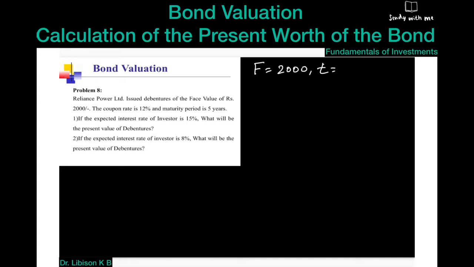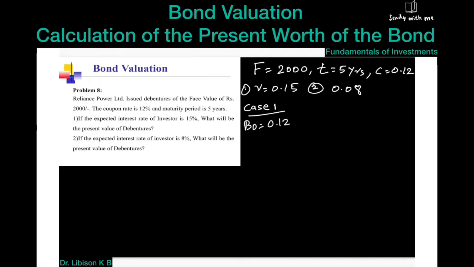So face value 2000, T is 5 years, coupon rate 12%, so 0.12. First case R is equal to 15%, 0.15. Second case R is equal to 8%, 0.08. So again we are using the formula. So two scenarios. So first scenario we are trying to solve now.